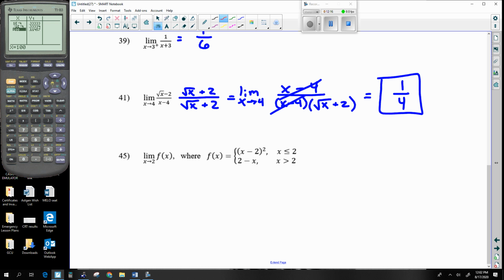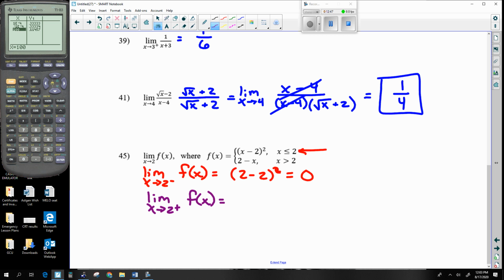The limit as x goes to 2. All right, so what I'm going to do is find the limit as x goes to 2 from the negative. So 2 from the negative would be where x is less than 2. That would be this top equation right here. So again, I'm going to plug in 2, and that's 0. And then I'm going to test the limit when x goes to 2 from the positive. And that means when it's bigger than 2. Okay, so it's that bottom equation right there. And so that'll be 2 minus 2, 0.